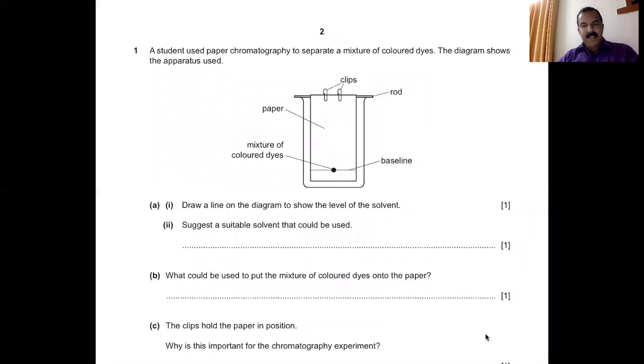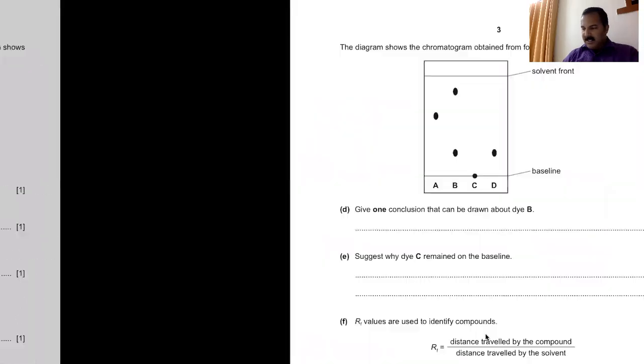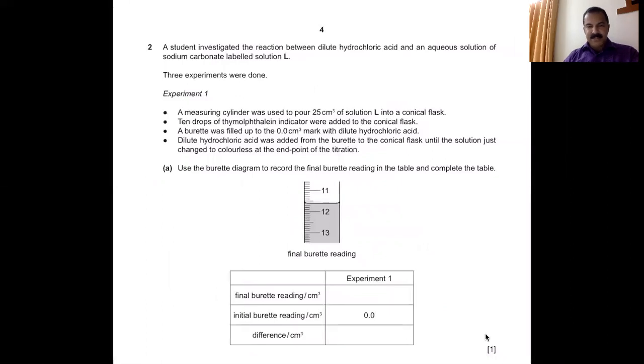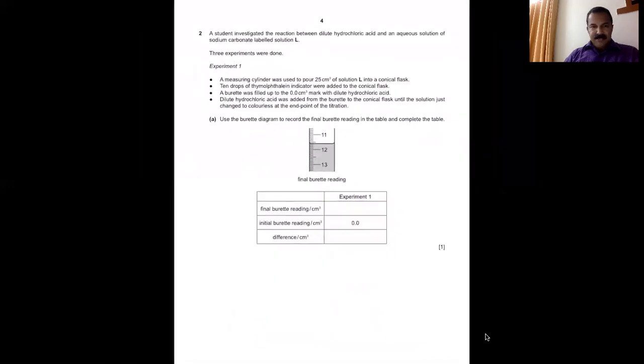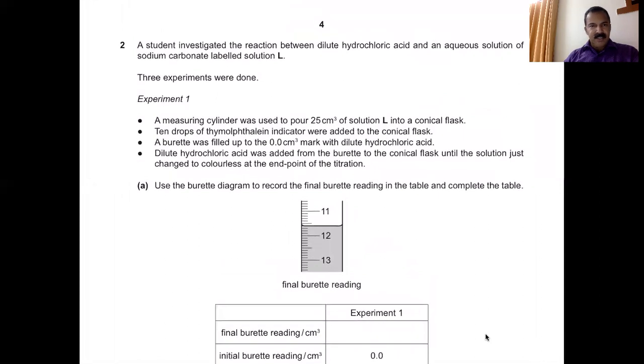Generally, the first question will be based on apparatus and the simple procedures. And here you can see it is all about our chromatography experiment, and its calculation as well. The second one will be a lengthy question. Usually that's an experiment, maybe a redox titration or an acid-base titration, or maybe it's based on a rate experiment. Thermochemistry also can be.